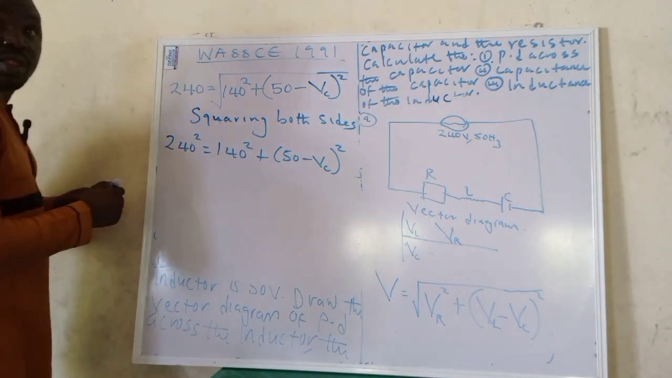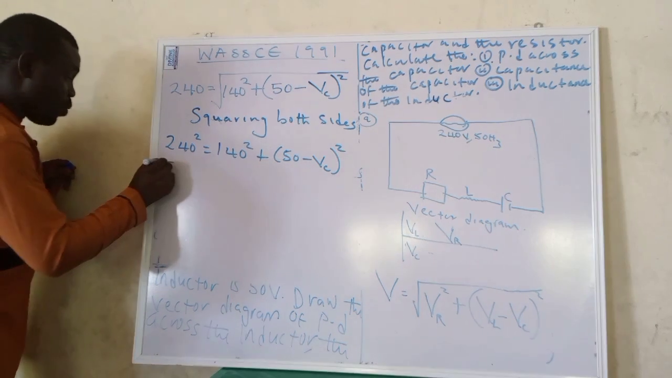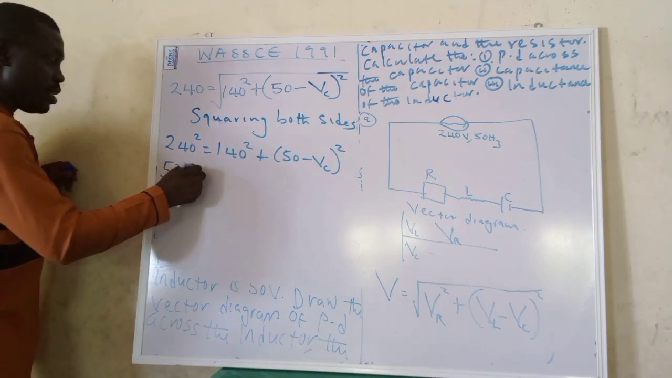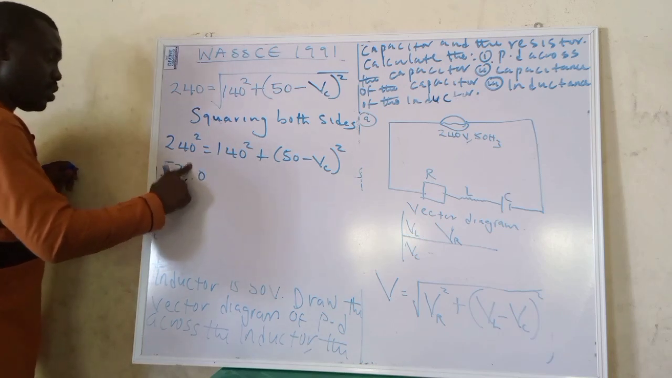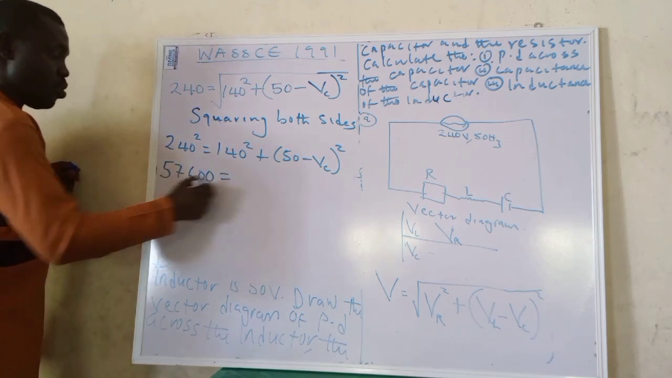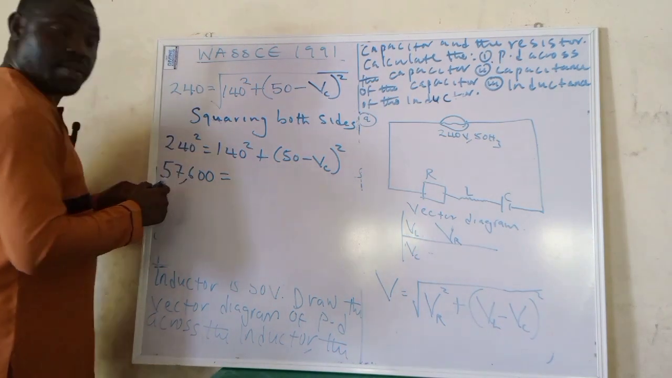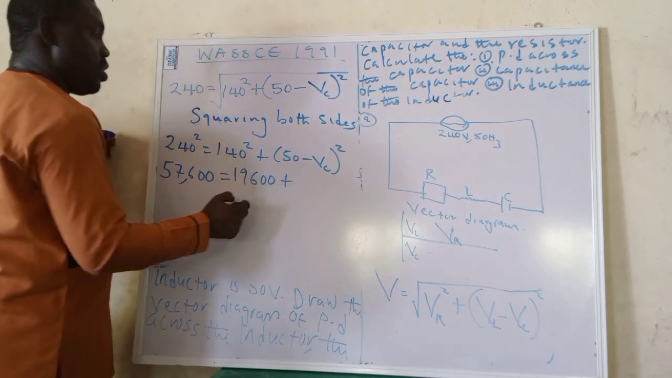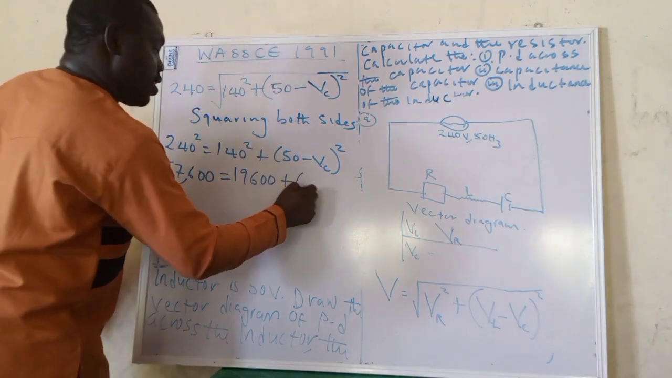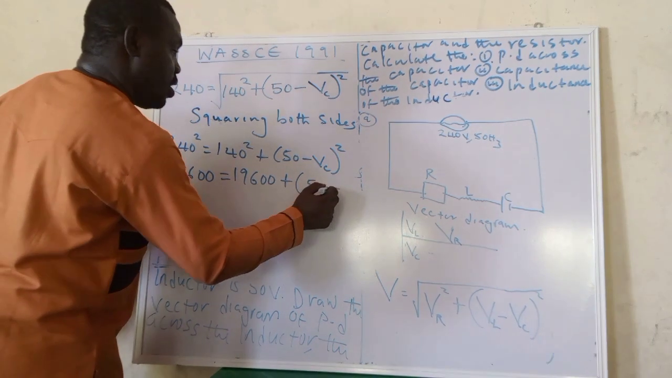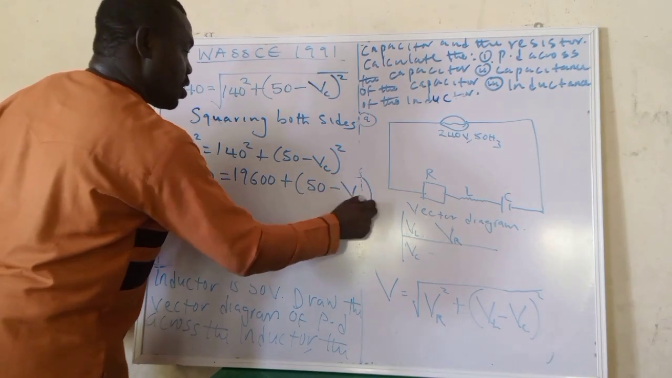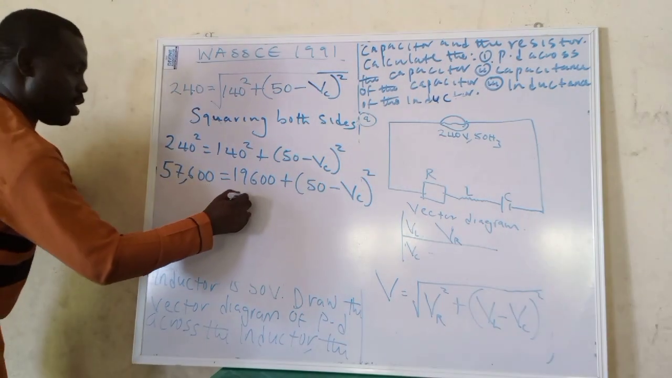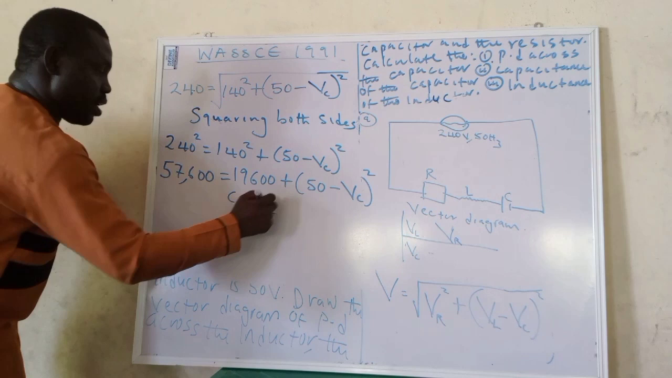Now, what do you have there? Please, who is helping us? 50 what? 57,600. Are you sure? Okay, what about this? 19,600. Okay, so what do we do to this? Just write it the way it is. So what do you do here? Collect like terms. Thank you.